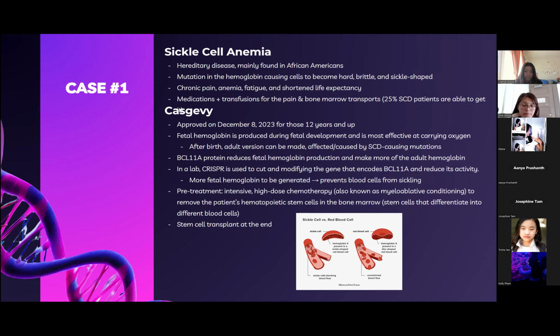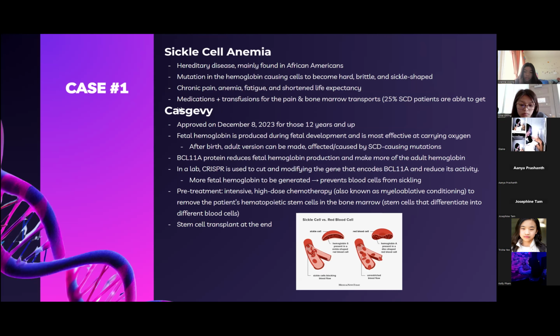Prior to Casgevy, there were and still are medications and blood transfusions that can lessen the pain, but this is only a temporary fix because it is not sufficient for some. There are also bone marrow transplants, but many patients with this disease can't undergo a bone marrow transplant because they need full and healthy siblings. Only about 15% of patients have a matched sibling, and unrelated donors are typically found for only 10 to 12% of these patients, meaning that only 25% are able to get the bone marrow transplant. However, this all changed when Casgevy was approved on December 8, 2023 for those 12 years and up.